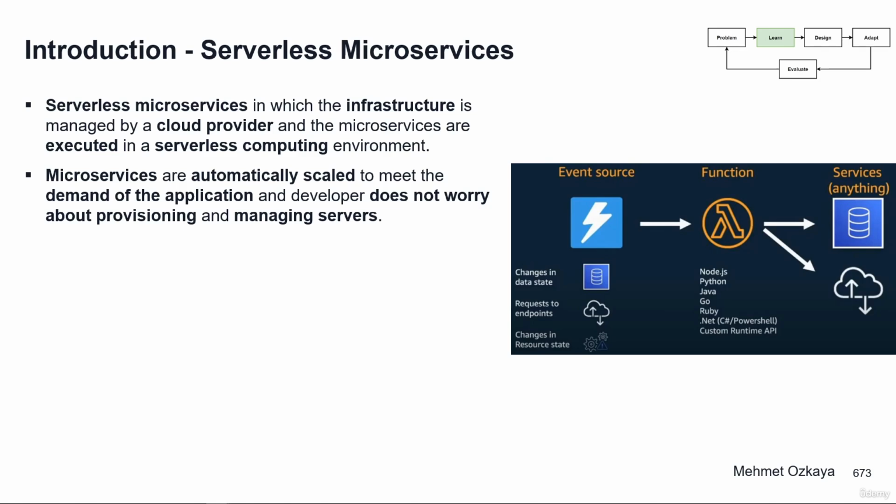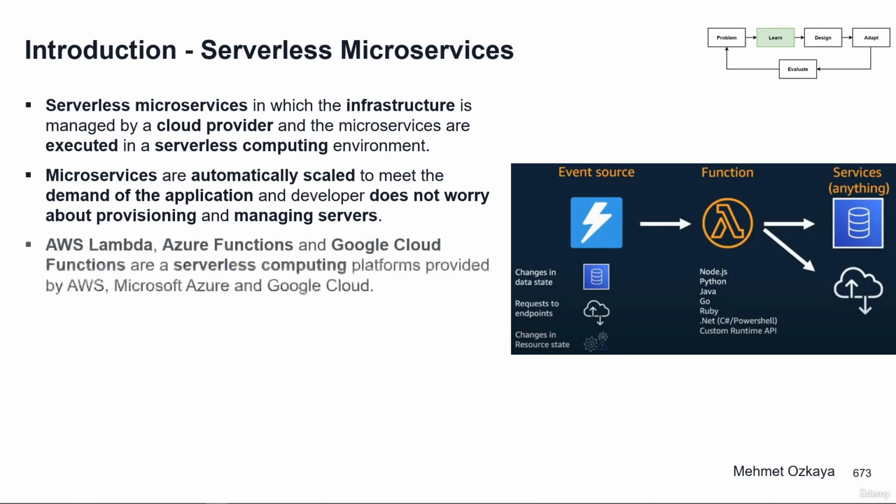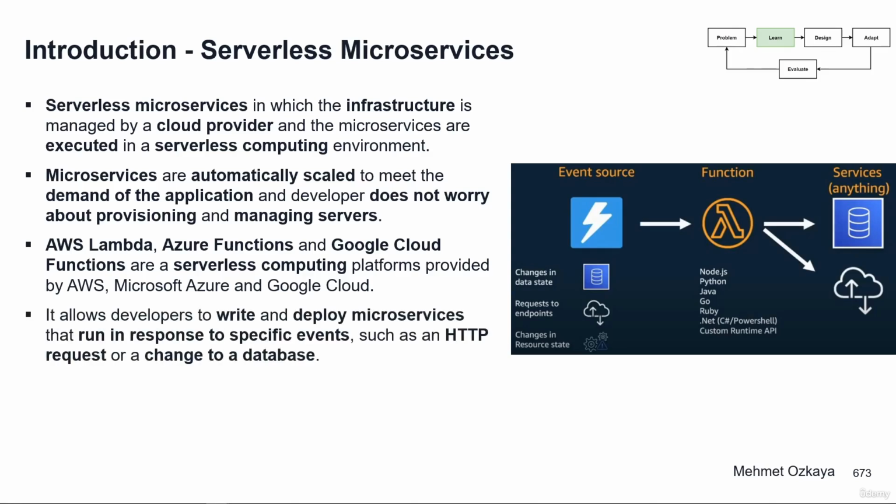There are several tools and services that can be used to implement serverless microservices, which include AWS Lambda, Azure Functions, and Google Cloud Functions. Those are the serverless computing platforms provided by AWS, Microsoft Azure, and Google Cloud. They allow developers to write and deploy microservices that run in response to specific events or API calls, such as an HTTP request or a change to a database.